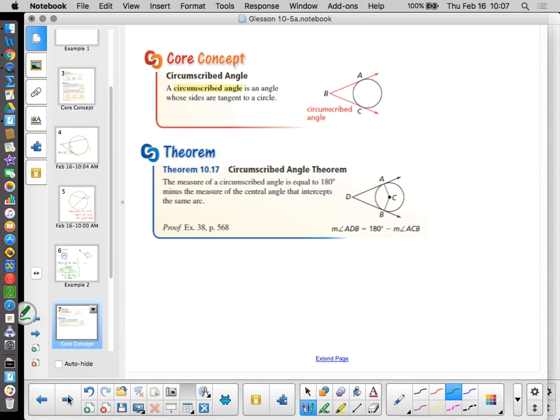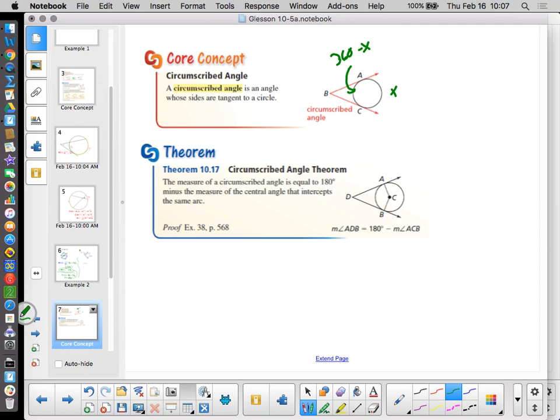A circumscribed angle is just a special case of this. This is nothing really that exciting. The only thing we have to realize is that my two arcs, whatever the two arcs are, they're always going to add up to 360, because together the two arcs make up the entire circle. So if I call this x, then this arc has to be 360 minus x. Or vice versa. If I call the small one x, then it's 360 minus x the other way.